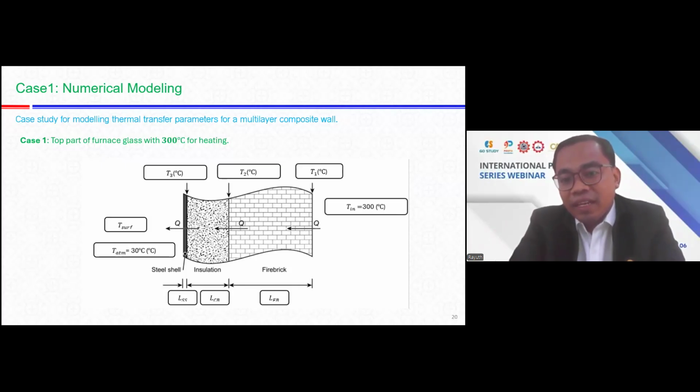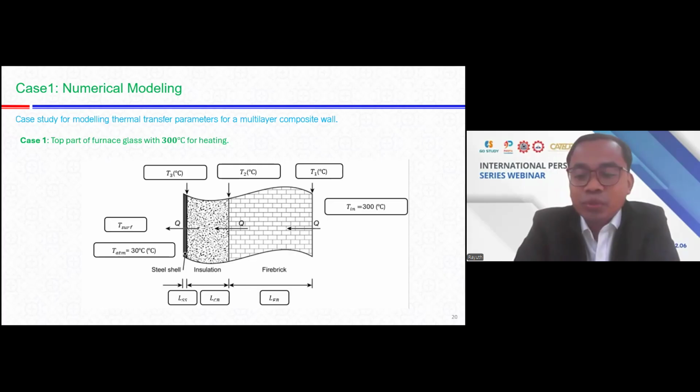As you see, the first layer is fabric, and we use insulation to cut down the temperature to the outside surface of the steel. For shorthand, I will use LFB for the thickness of the fabric layer, LCB for the layer of insulation, and LSS for the layer of stainless steel. In this case I will choose stainless steel to make the furnace glass.